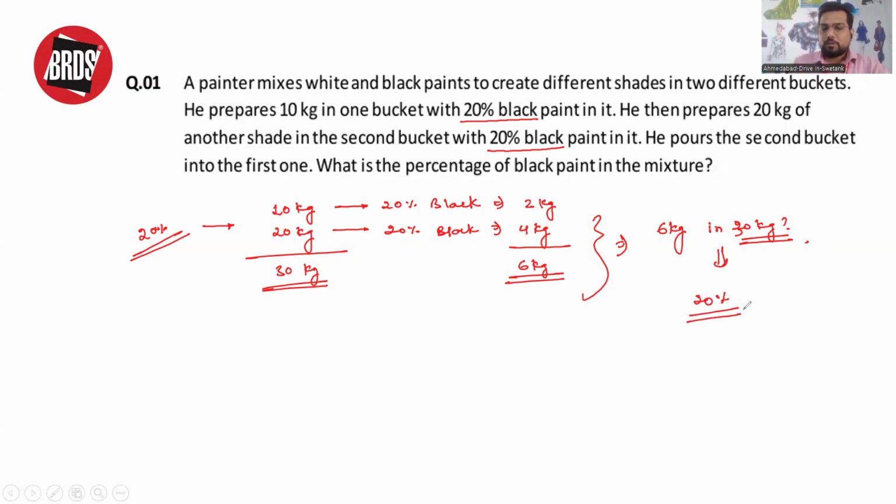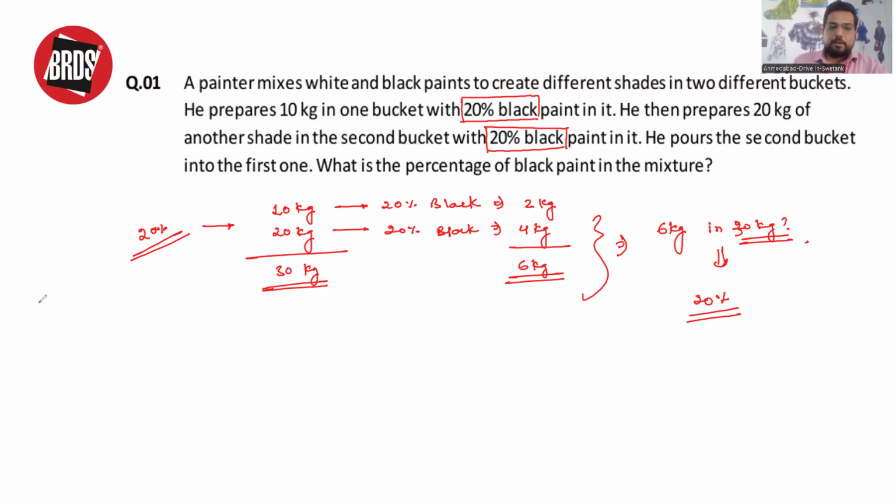But this was a question which you could have answered within 10 to 15 seconds after reading and understanding the question, because irrespective of the quantity, the percentage of the black paint is the same in both the buckets. So the answer would be the same, 20%. That is the correct answer for question number one. The correct answer would come out to be 20.